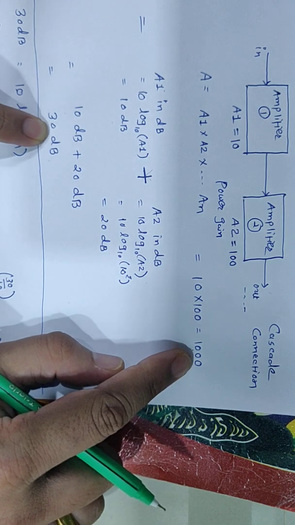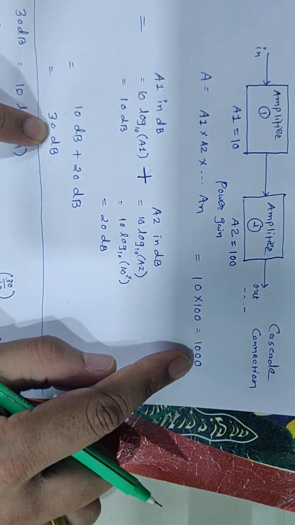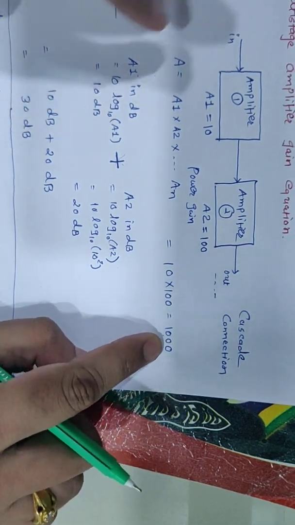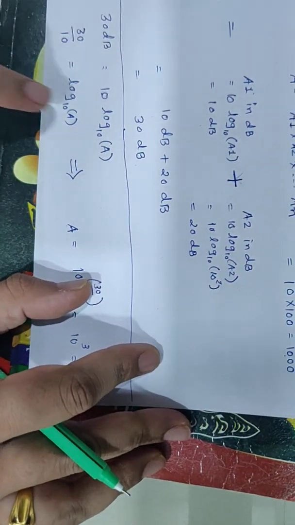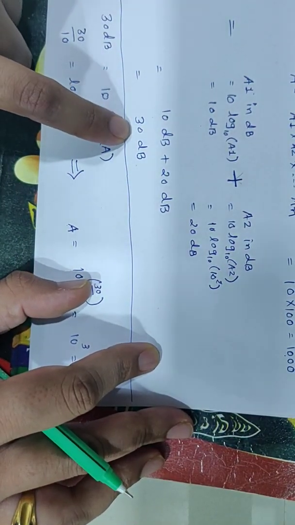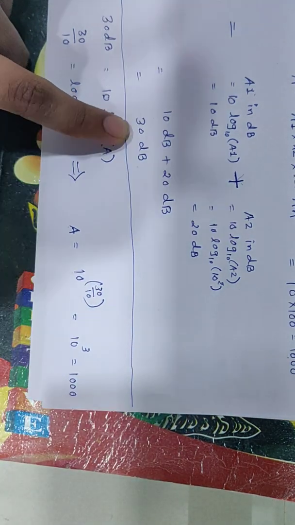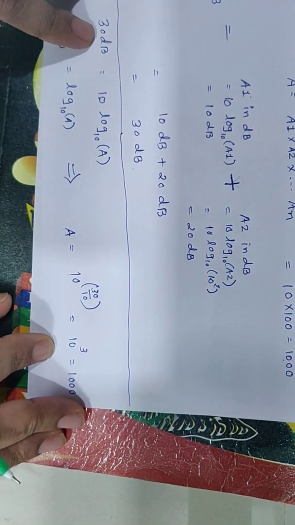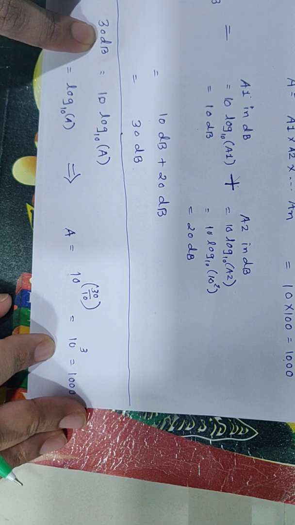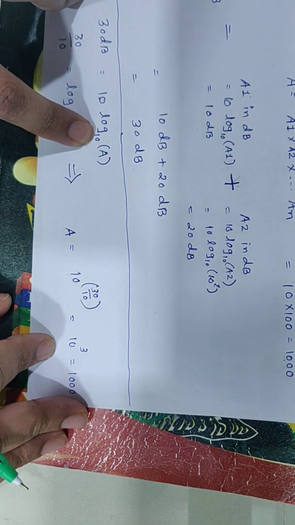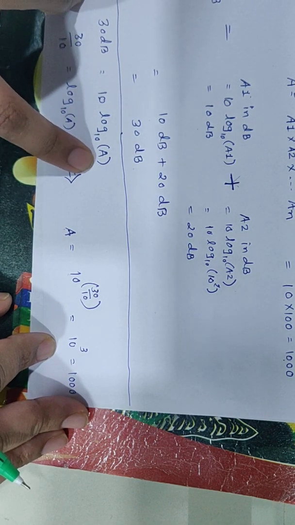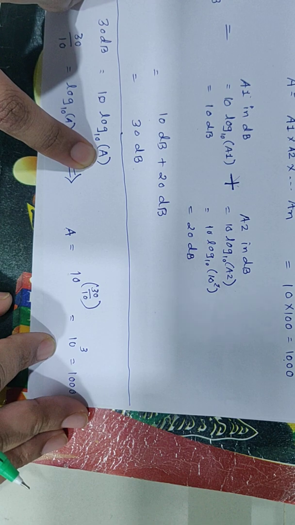We can call it a power gain of 30 dB, or a normal gain of 1000. Now if you want to convert this 30 dB back into a normal gain, we have to put in the similar equation: 30 dB is equal to 10 log base 10 of A, where A is the ratio of P out upon P in, which is the normal gain.